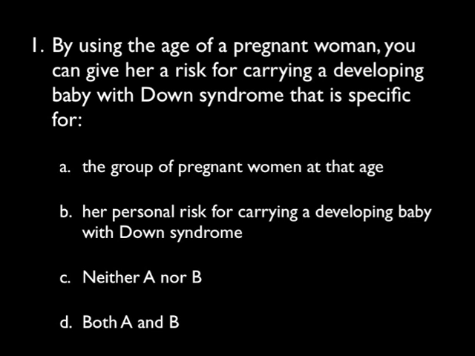By using the age of a pregnant woman, you can give her a risk for carrying a developing baby with Down syndrome that is specific for the group of pregnant women at that age, her personal risk for carrying a developing baby with Down syndrome, neither A nor B, both A and B. The correct answer is A.